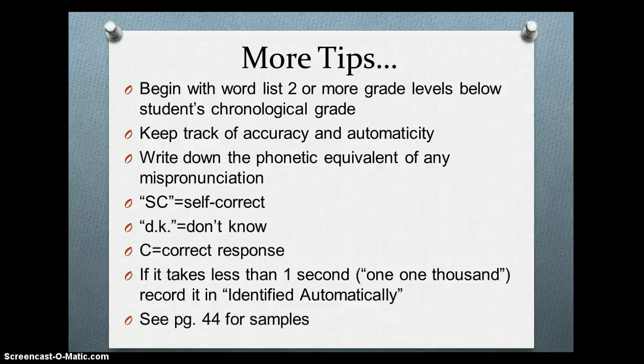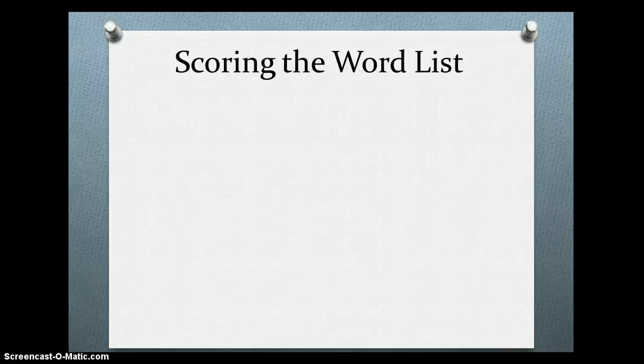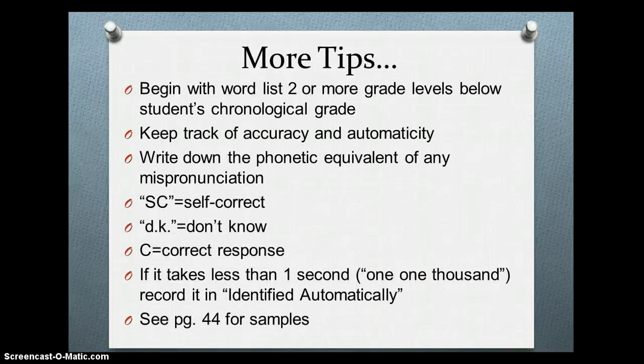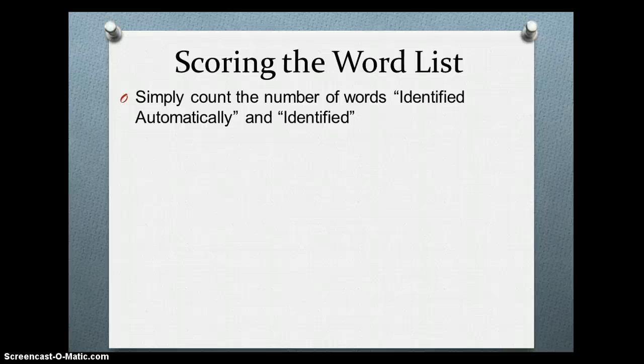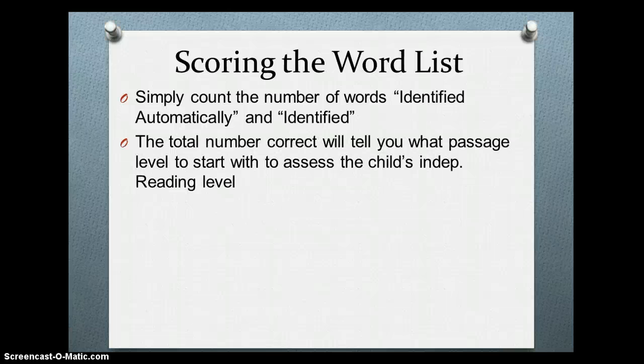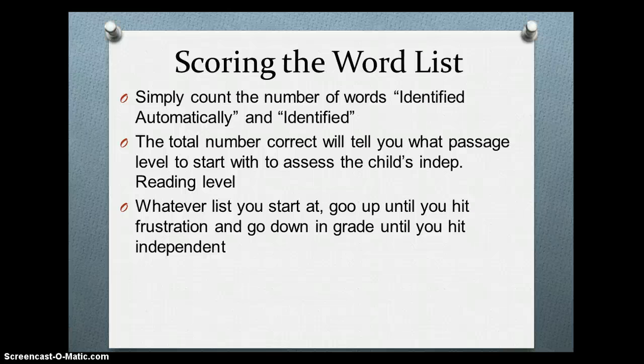So page 44 has some samples of the actual administration of that. So when you score it, you just count the number of words that were identified either automatically or not automatically. The total number correct will tell you what passage level to start with to assess the child's independent reading level. Whatever list you start at, go up until you hit frustration, and go down in grade until you hit independent. So you may have to administer more than one word list.